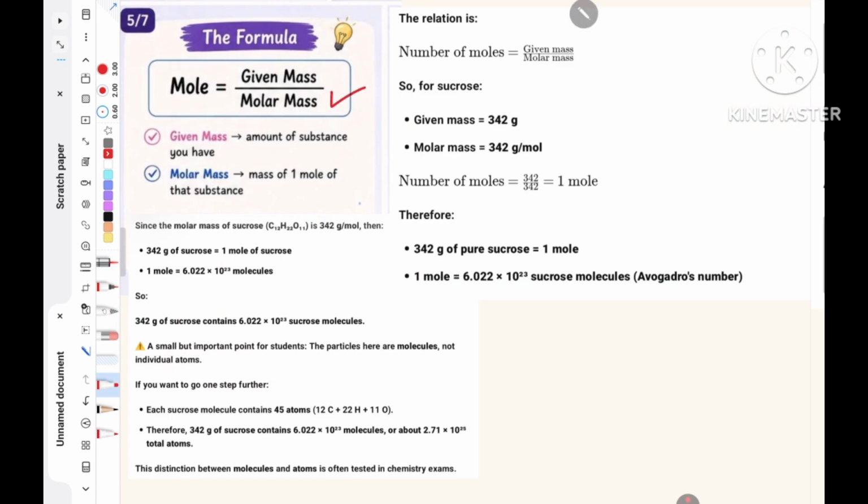The relation is here: mole is equal to given mass over molar mass. Molar mass is a fixed quantity, you cannot change it, while given mass is not a fixed quantity, it is variable, you can take it accordingly.